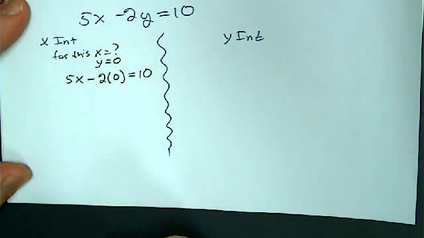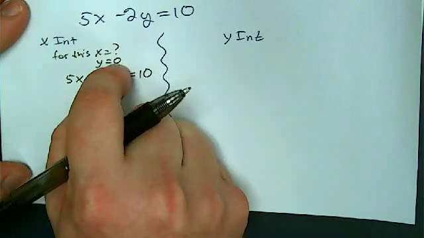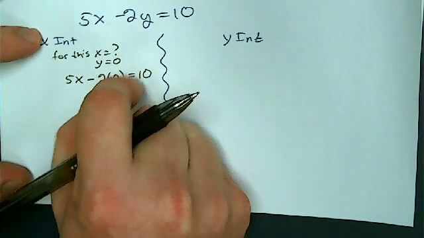Write this down, Robert. And that's why I wrote that up when I did the definition with you. For the x-intercept, y was 0.